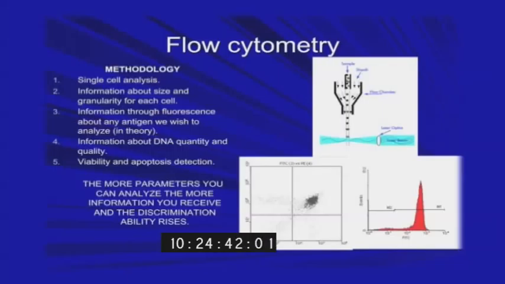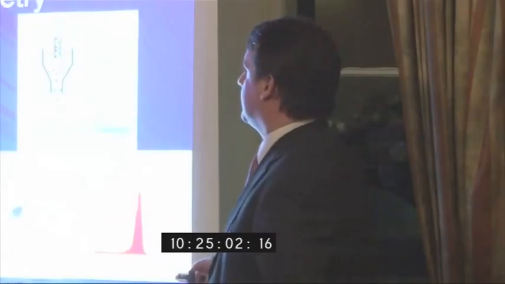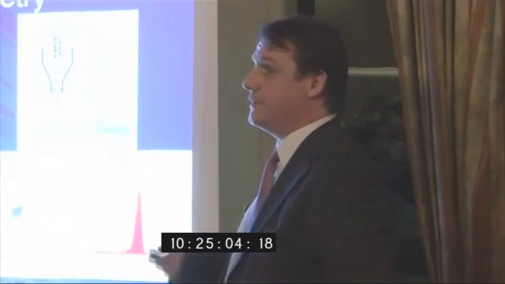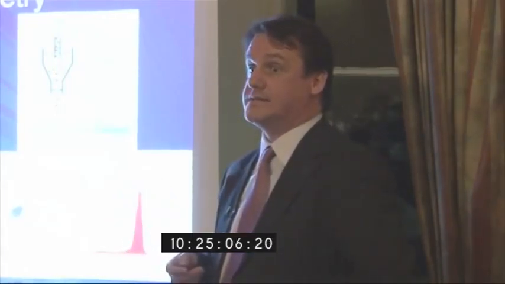Also, flow cytometry can provide information about the DNA quantity and quality. We can perform DNA index analysis through flow cytometry and see what happens with our cancer cells. And of course, we can perform viability and apoptosis detection with several kits like annexin V or PI, etc. Very powerful technique, very useful, and very fast.